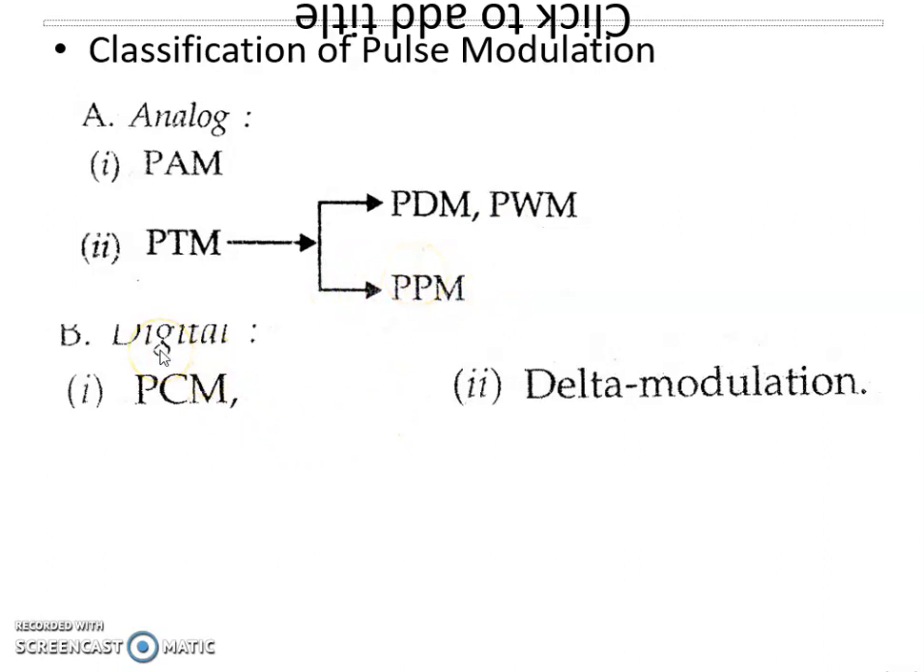Now the digital pulse modulation technique is divided into two types, PCM and delta modulation. PCM is pulse code modulation, and the other is delta modulation.